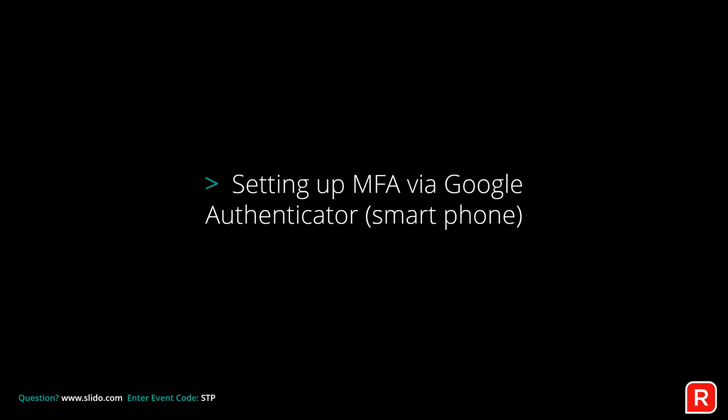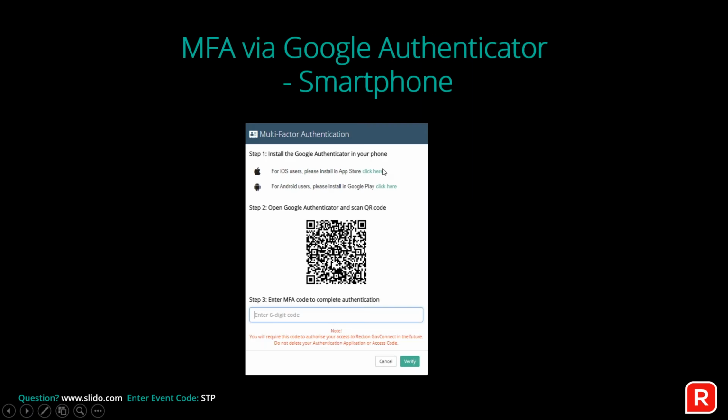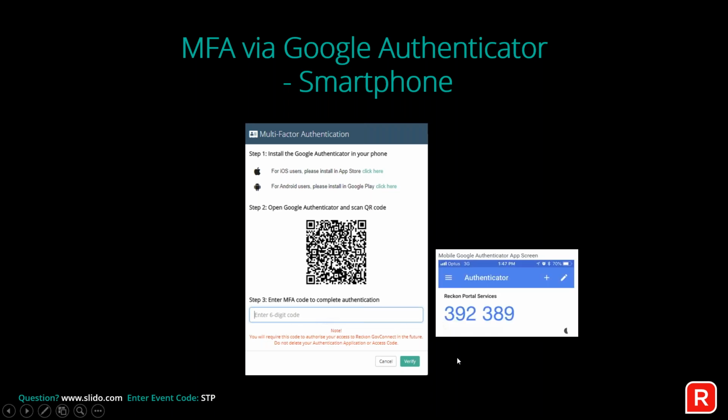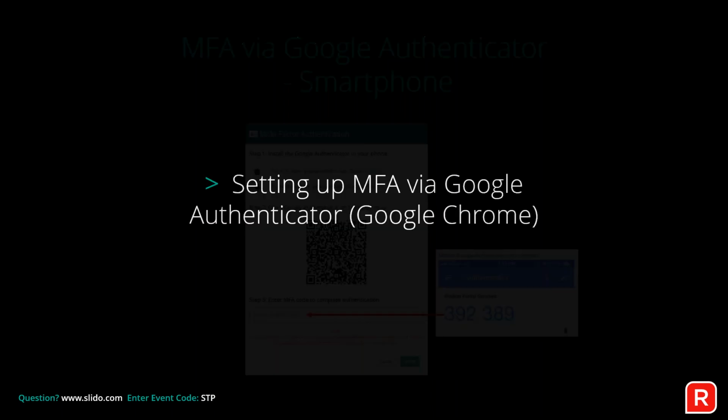And you're authenticated. With the Google Authenticator, firstly, you'll need to download the Google Authenticator onto your smartphone. You can do that on the Apple App Store or on Google Play for Android. Open the Authenticator and scan the QR code there, and that will generate a number which you can then just place into the field, and your authentication is done.